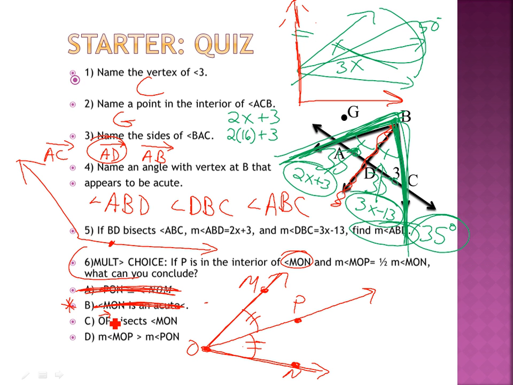OP bisects angle MON. Is this a ray that bisects that angle? Yeah. Looks like it. That's what we came up with. That's why we marked these. Let's make sure on this last one. Angle MOP is greater than angle PON. What do you know about it? They're the same, so that one doesn't work. So the only one that works is C.